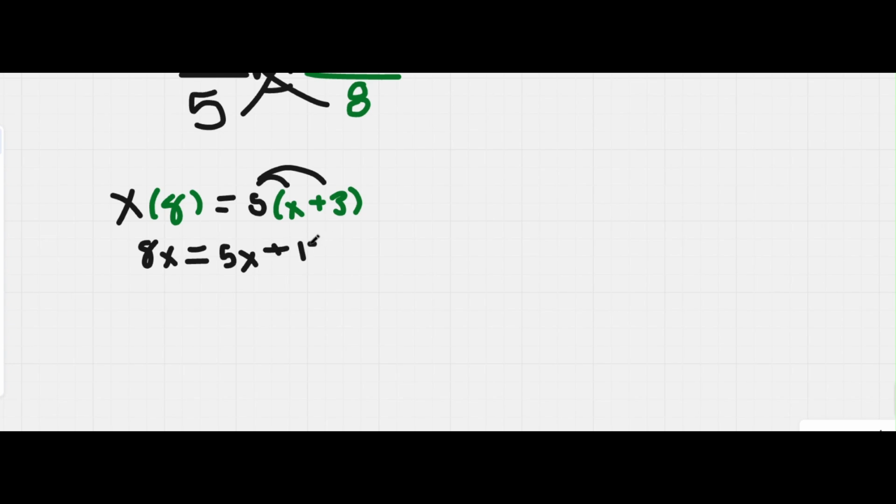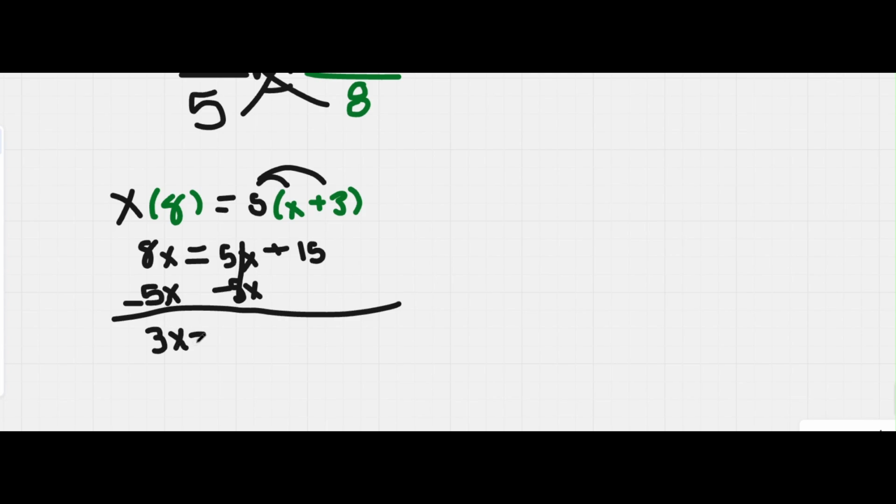And now we're going to isolate our variables. So we're going to get our x's to one side and our constants to the other side of the equal sign. So we're going to put this 5x to the left. And to move something to the opposite side of the equal sign, we do the opposite operation. Here we have a positive 5x, so we're going to subtract 5x from both sides. 8x minus 5x equals 3x.